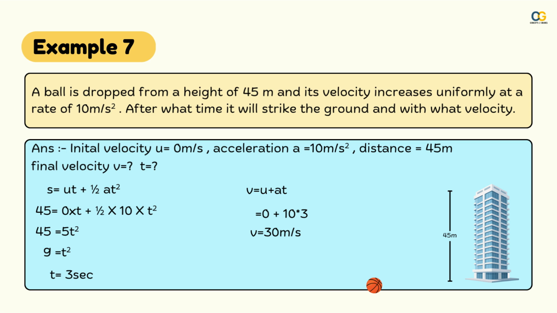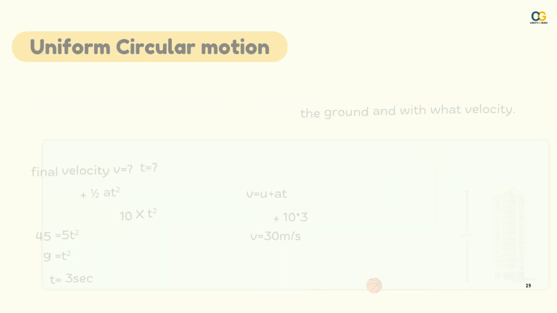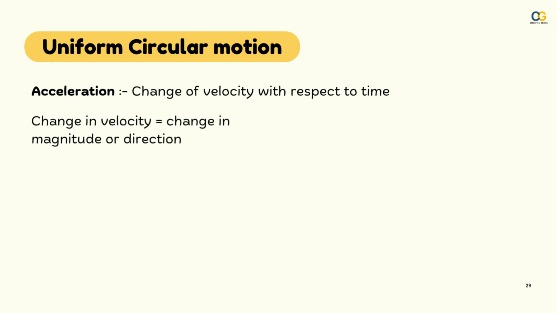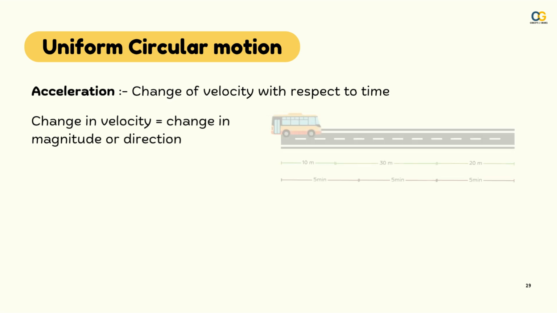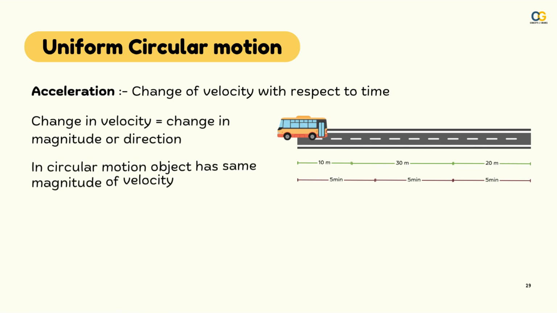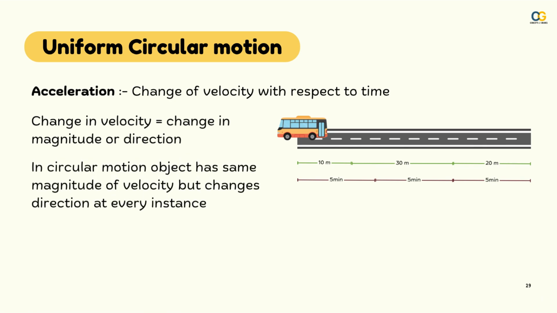Now let us understand what happens when objects are moving in circular motion. We know that acceleration is nothing but change in velocity with respect to time. Now this change in velocity could be a change in magnitude or in direction. In our example that we have taken, if the bus moves back in the opposite direction. So when an object moves in a circular motion, the magnitude remains the same, but it changes its direction at every instant. Consider an ant moving in a circle.